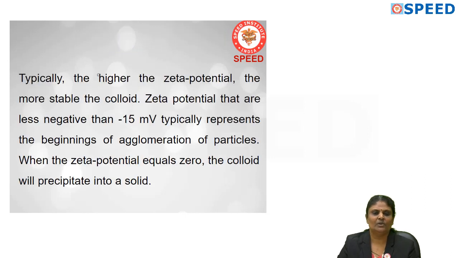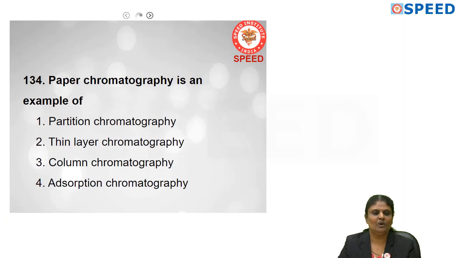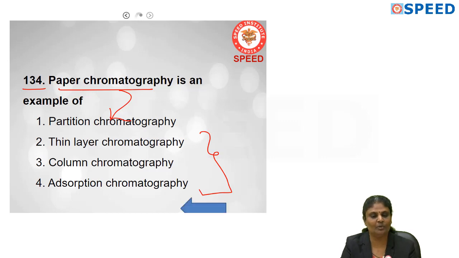Okay, so typically the higher the zeta potential, the more stable the colloid. So that's the answer. And then the 134th question. Paper chromatography is an example of partition chromatography, thin layer chromatography, column chromatography, or adsorption chromatography. So paper chromatography is an example of partition chromatography. These three are the other types. So this is called partition chromatography only.